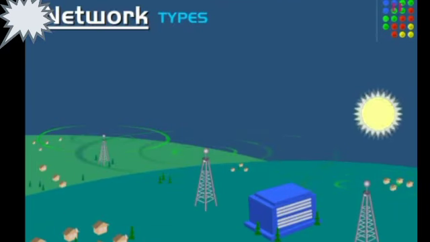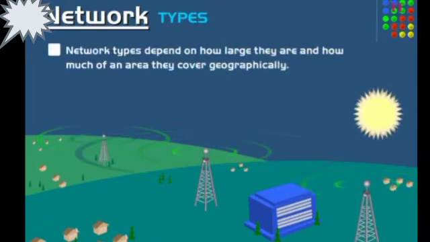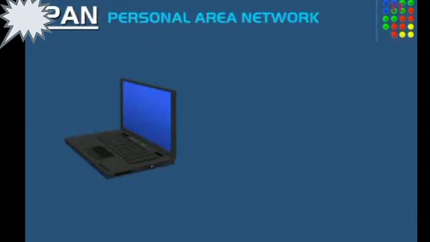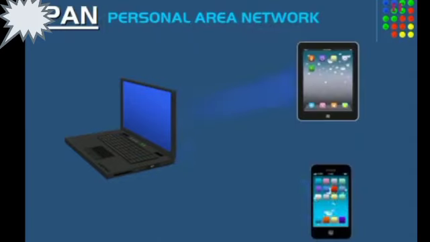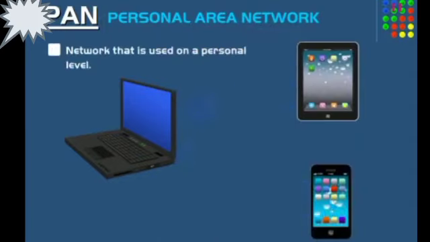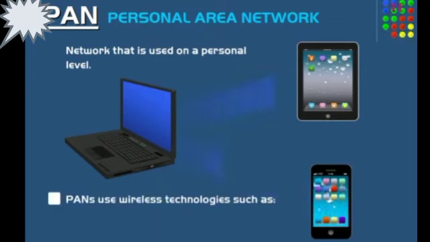Networks are classified based on how much area they cover geographically. Based on that, the first network is personal area network or PAN. In the case of personal area network, it is used on a personal level. Many different devices are connected for our personal purpose.